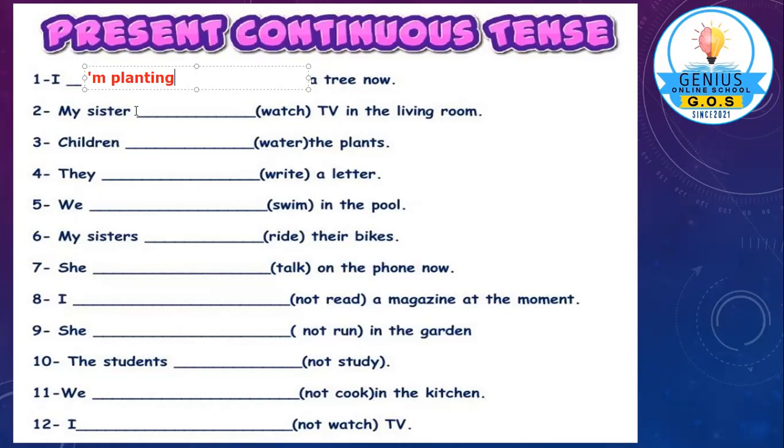We want to put watch in the present continuous tense. It means, Rahaf, that we want to put the auxiliary verb, which here is the verb to be, then we add ing to the verb. My sister is watching. Excellent. Is watching.